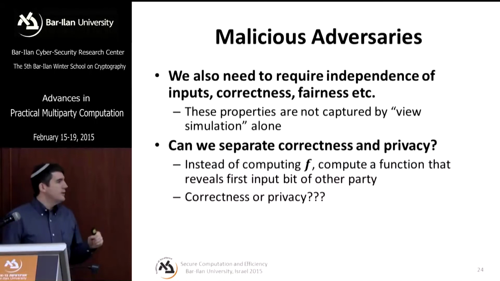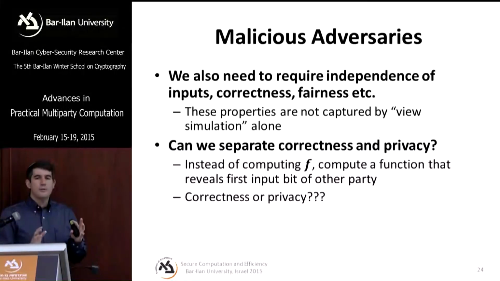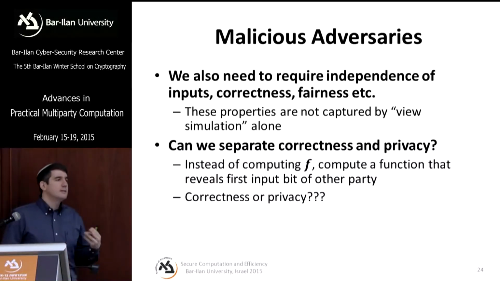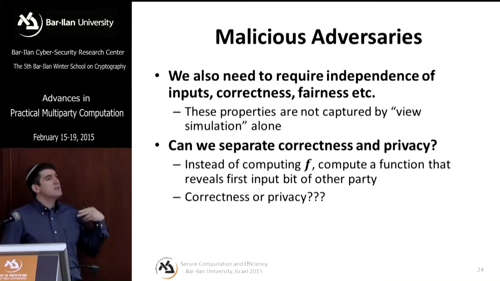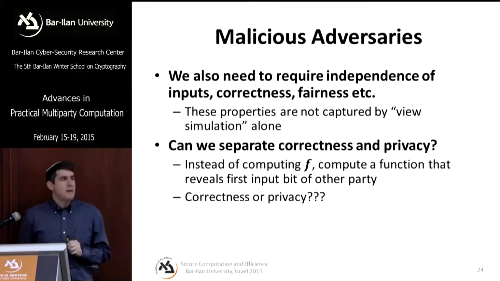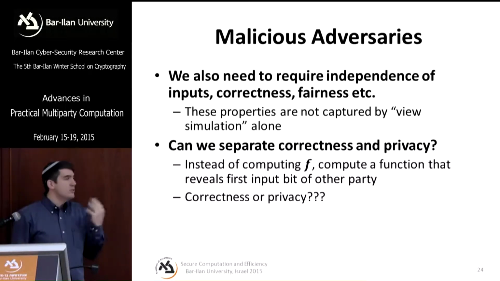Another thing that's important to note is we sometimes think about correctness and privacy as separate goals that are not connected to each other. This is actually far from the truth. Think about the following situation. Let's say I have a function f that you want to compute, and instead of computing that function, I, as an adversary, managed to cause the computation to be such that they compute a completely different function which reveals the first bit of the other party's input. Is this a breach of correctness or a breach of privacy? If the first bit of the other party's input is not necessarily revealed by the original function, then it's a breach of both. You can't separate privacy and correctness.